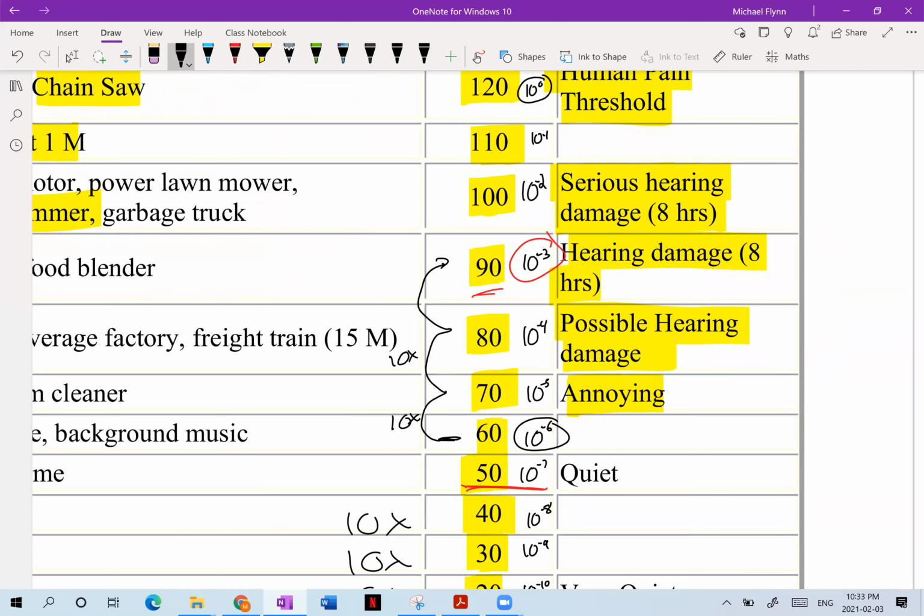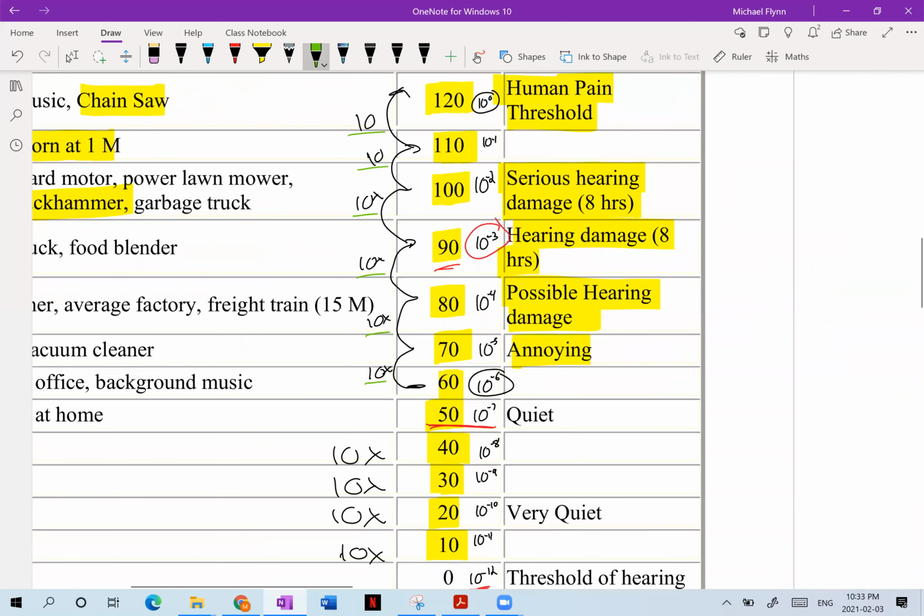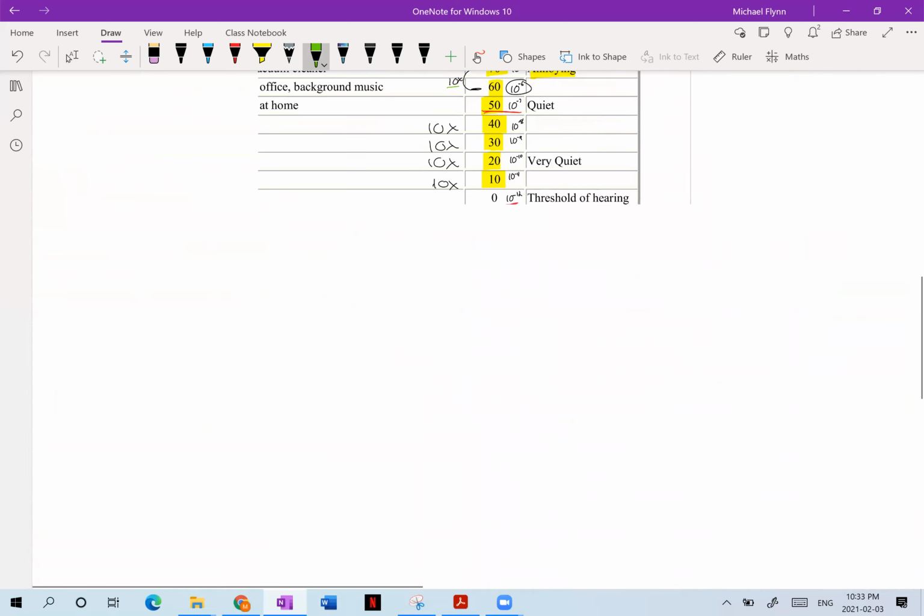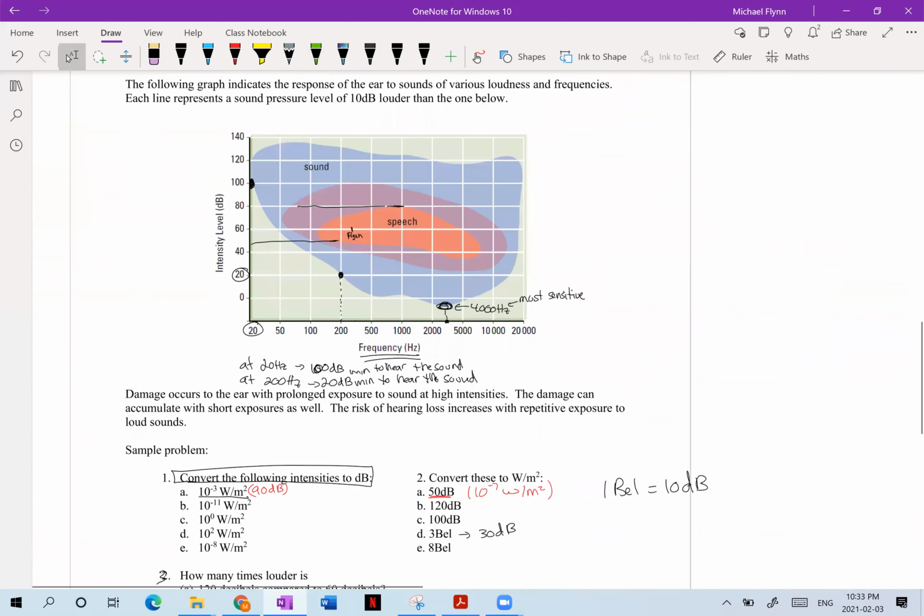From 70 to 80 is another 10 times louder. 80 to 90, another 10 times louder. 90 to 100 is 10 times louder again. 10 times again, and then finally one more jump to 120 is 10 times again. Now, how many times did I do that? Well, I did it 1, 2, 3, 4, 5, 6 times. So it is therefore 10 to the 6. 6 powers of 10 louder.